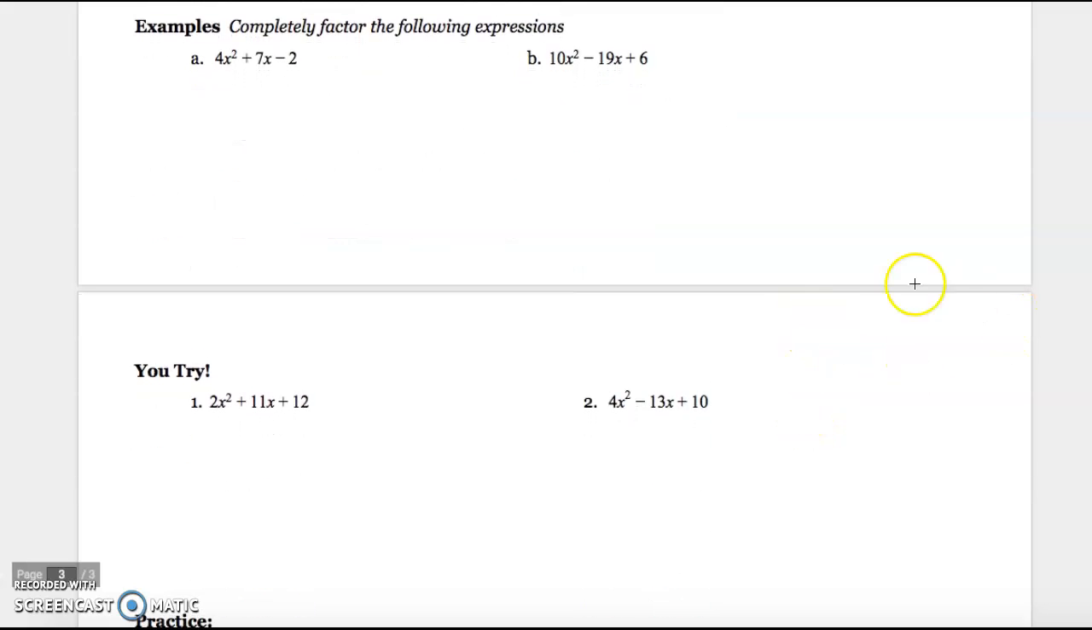and then have you guys try some of them, okay? So completely factor the following expressions, and I think I'm going to need a little more space in this, so I'll just work out A, and then I'll pause, and then I'll work out B, and so on and so forth. So you might need a little more space as well.